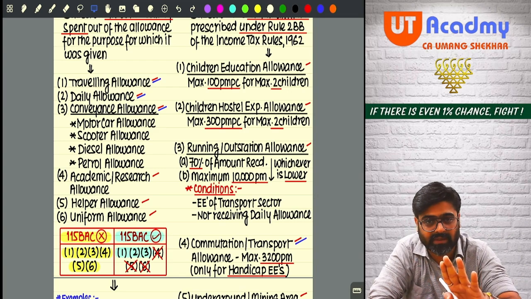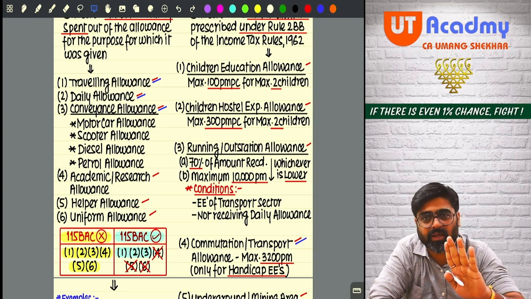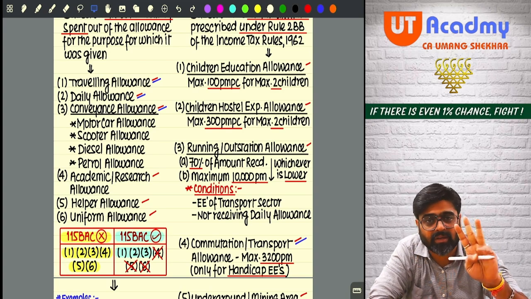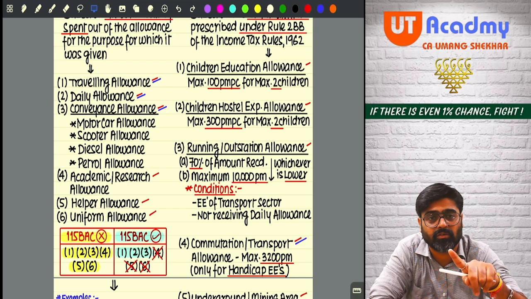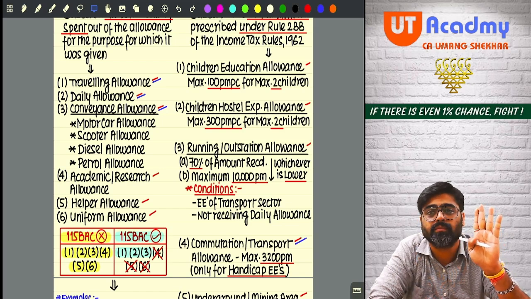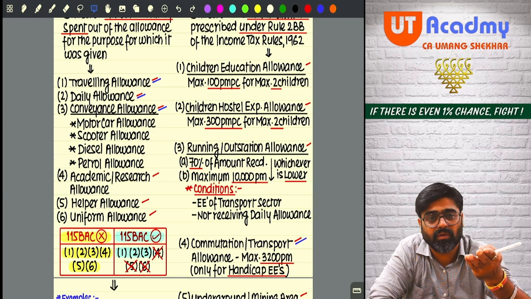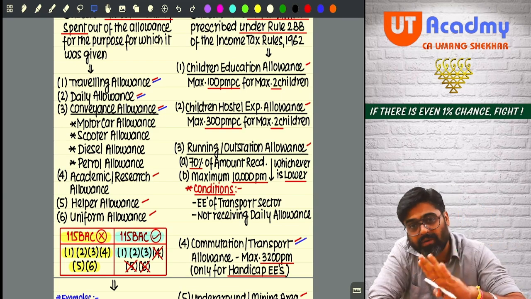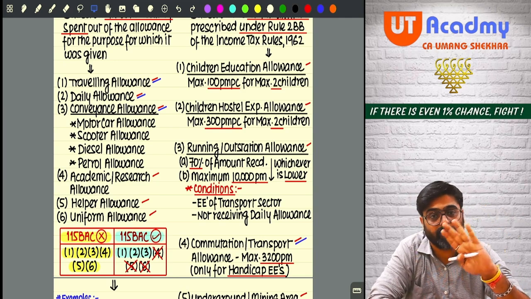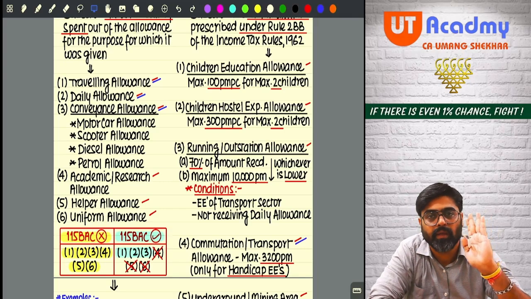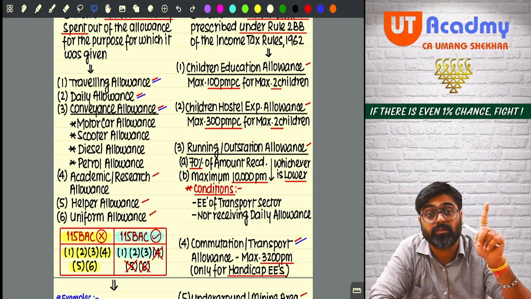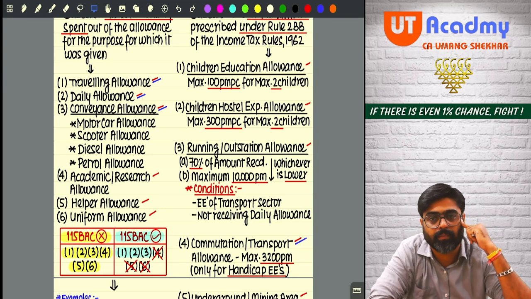Nothing will be asked about the meaning of these allowances. Okay? Just remember the tax treatment. Traveling allowance, daily allowance, conveyance allowance, academic or research allowance, helper allowance, as well as uniform allowance. If you are receiving any of these 6 allowances, whatever amount is spent out of the allowance received, to that extent the allowance will be exempt under section 10(14). If the allowance is entirely spent, it is entirely exempt. If part is spent, part will be exempt. The balance which is not spent will be taxable. Section 10 subsection 14. Will you remember?